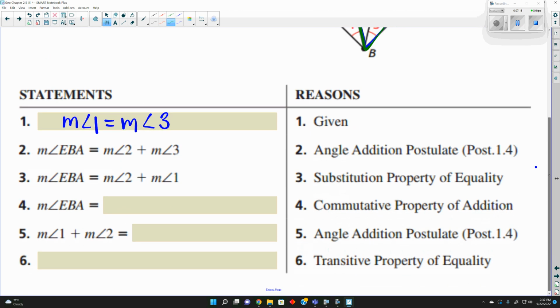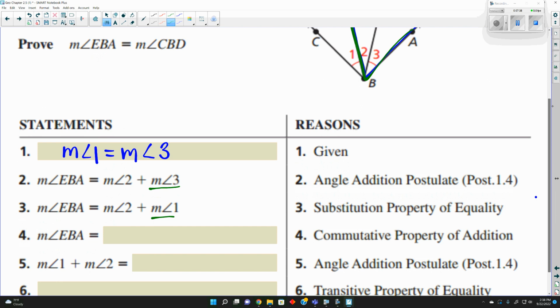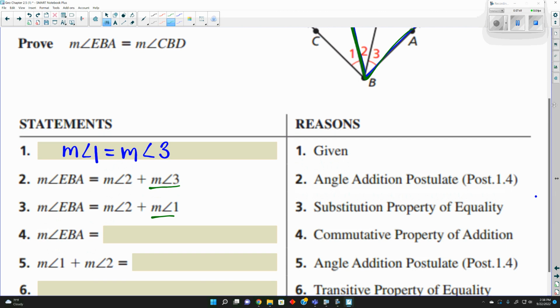Because what did we say in our given information? That angle 3 and angle 1 were the same. So we said that EBA is 2 plus 3, yes? Well, we know that angle 3 is the same as the angle 1, so we could say that EBA is equal to 2 plus 1. And what are we trying to prove? That EBA is equal to the measure of CBD, yes?